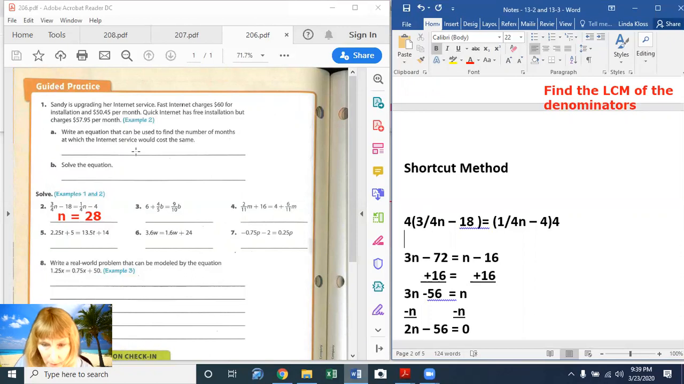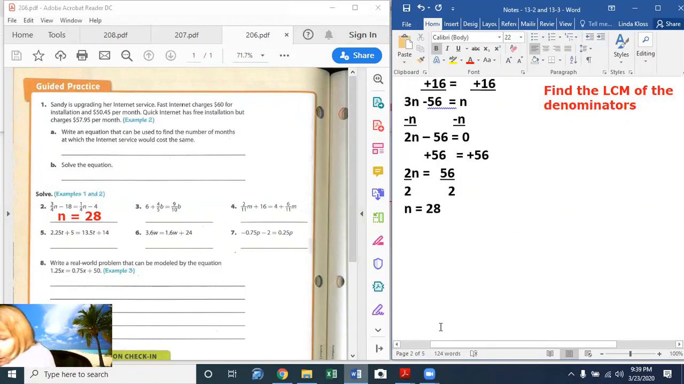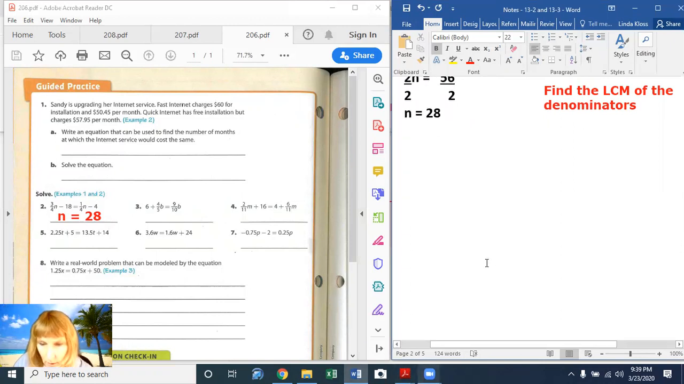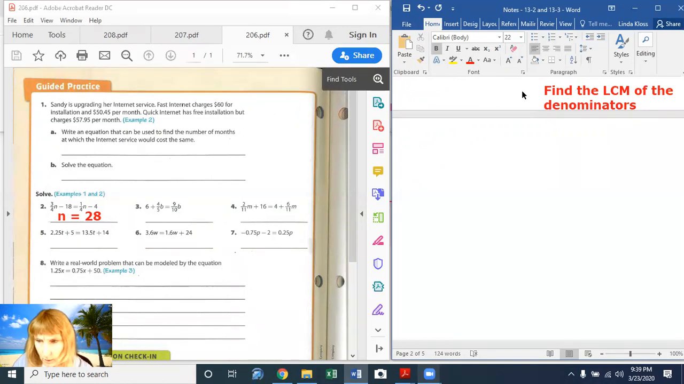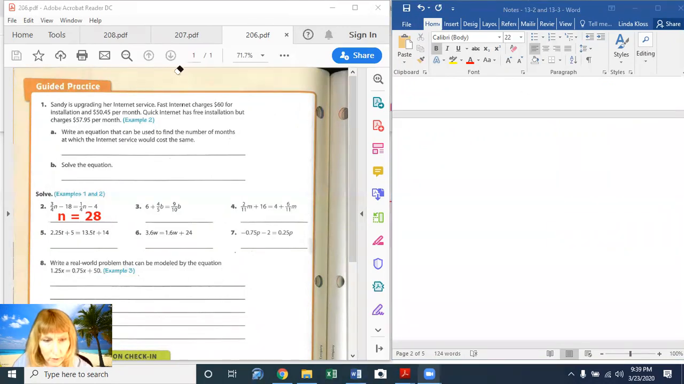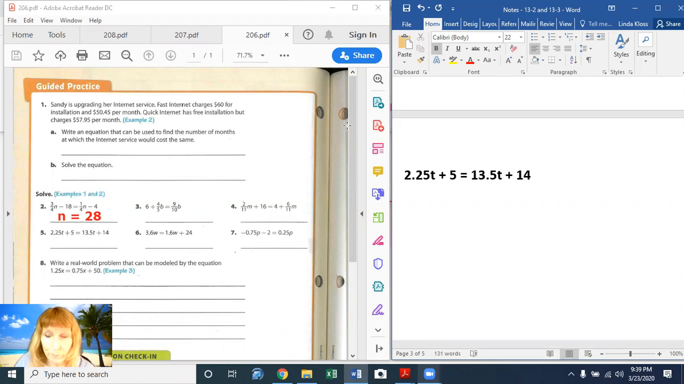Oops, don't want to roll that up. So let's move this one down. There we go. Okay, let's erase this. So question number 5 is 2.25t plus 5 equals 13.5t plus 14. Now with this one, there is a regular method and a shortcut method.